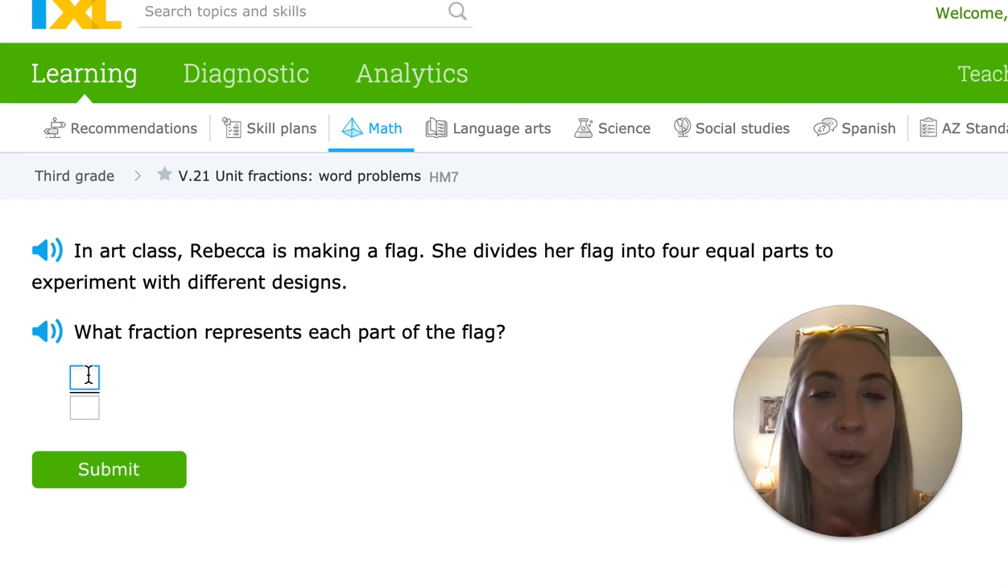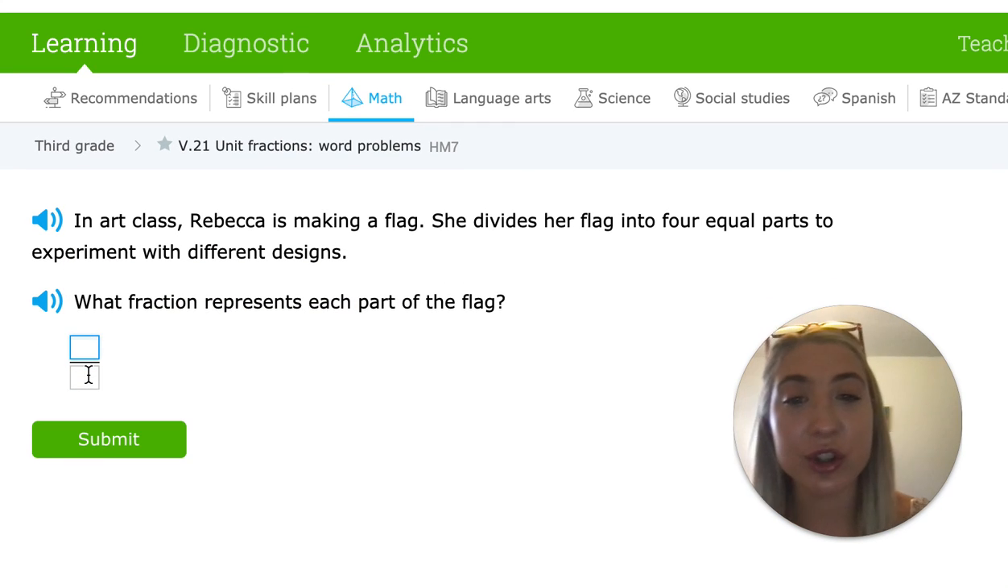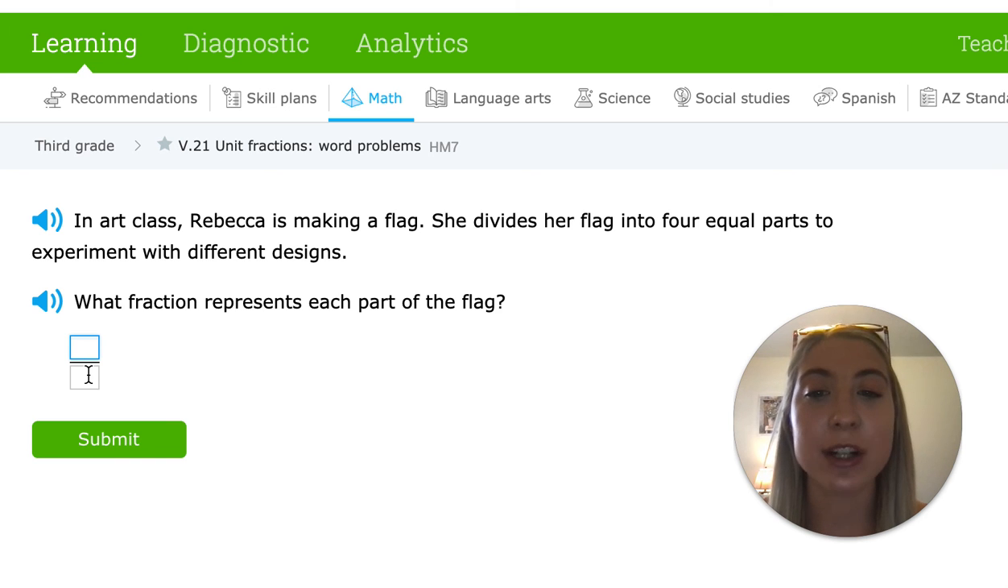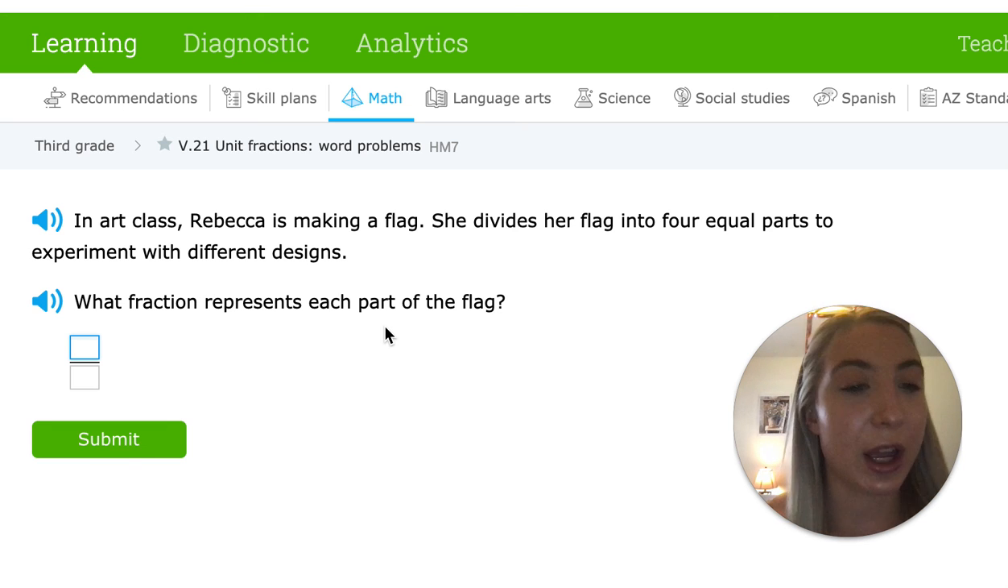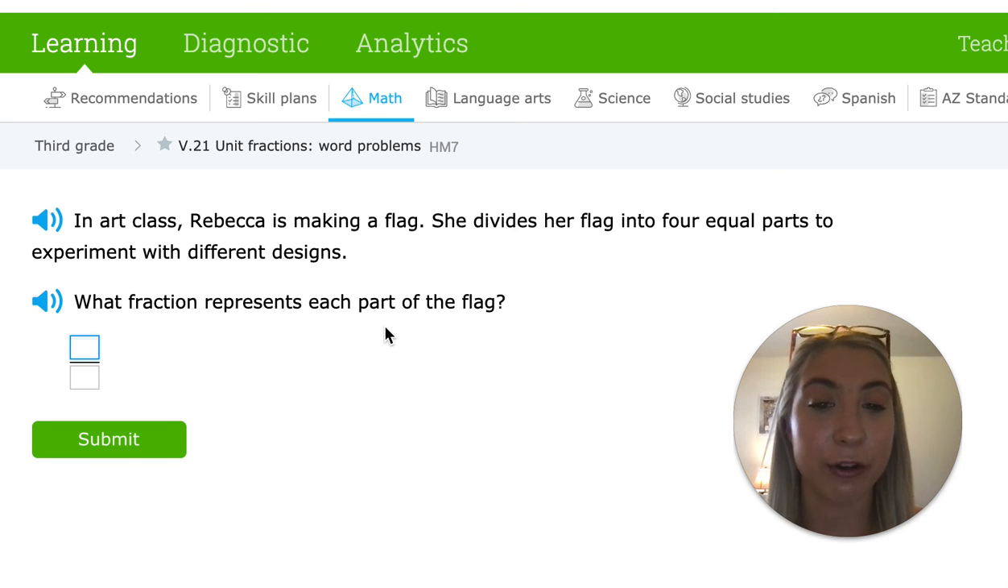Awesome, and let's do one more together. So in art class, Rebecca is making a flag. She divides her flag into 4 equal parts to experiment with different designs. So again, we could go with our denominator first. What fraction represents each part of the flag?